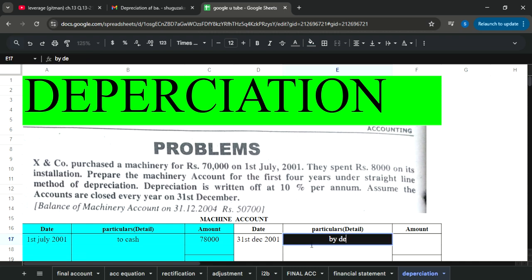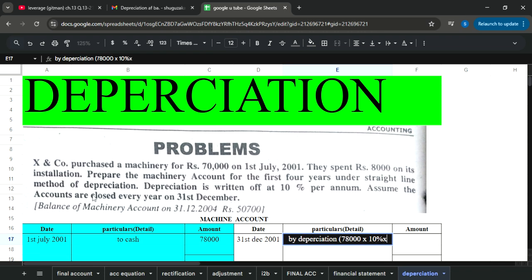Due to depreciation, your asset would be decreased. How? Value of that asset was 78,000 and you need to get how much? 10% is mentioned over here. And next is very important.